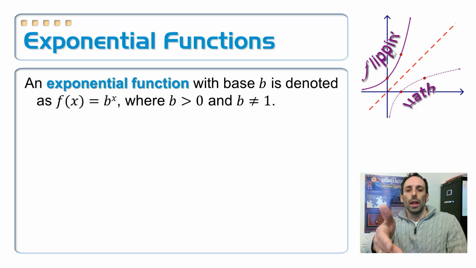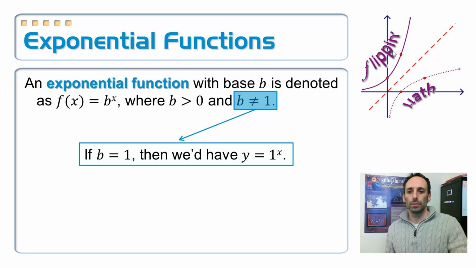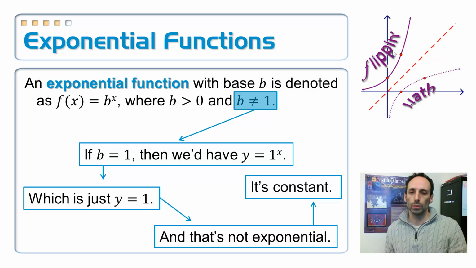Okay, so the reason why it cannot be 1 is because if it was 1, then you plug 1 in there, you just basically have 1 to the x power, which is just y = 1, and that's not exponential, that's just constant. Also, I can't have it being negative, because if you're taking powers of a negative number, sometimes it bounces back and forth between positive and negative if it's an even power or an odd power. And then what if it's a fraction, like to the 1/2 power? Then you're bouncing back and forth between real and imaginary. So it's just kind of a headache, so we say, let's just make it positive.